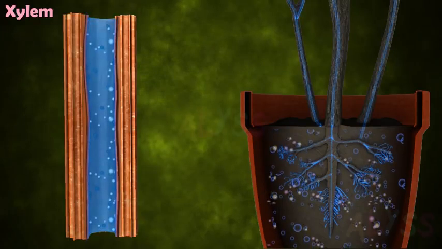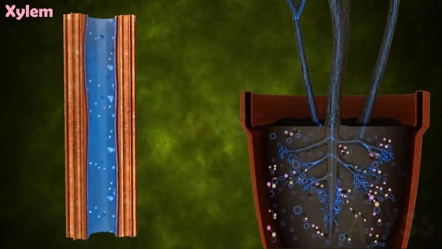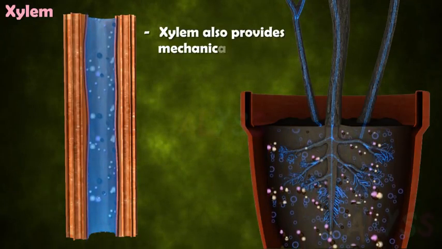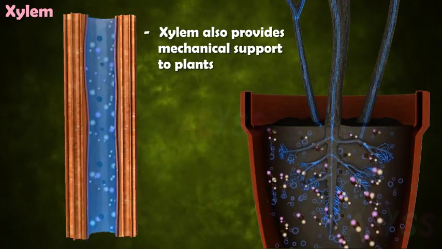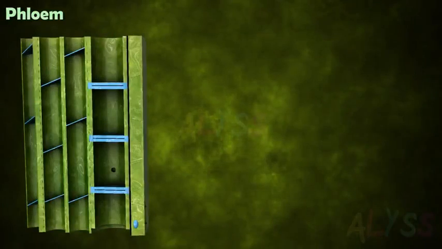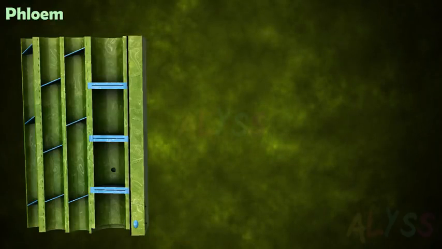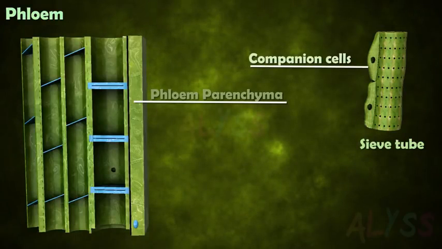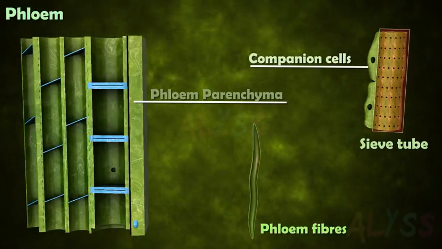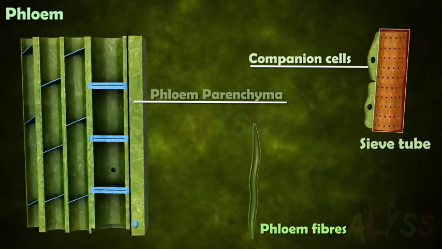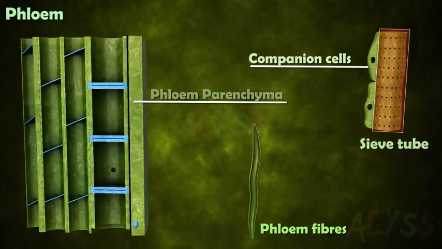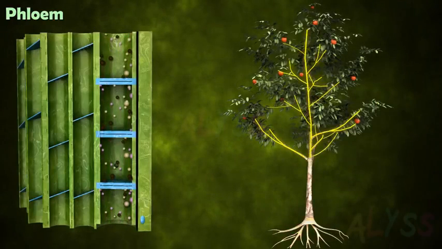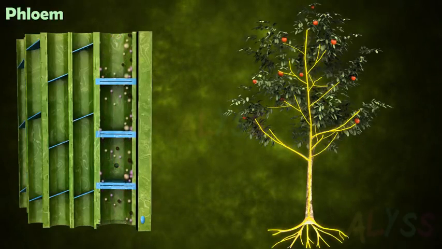Xylem's main function is to distribute water and minerals from the roots upward to the parts of plants. Other than this, xylem also provides mechanical support to plants. Phloem is a conductive tissue with mostly living cells, which are phloem parenchyma, sieve tubes, companion cells, and phloem fibers. Sieve tubes are the main conducting cells, which are supported by companion cells for their function. Phloem fibers give support and parenchyma stores food. Phloem conducts food in both directions.